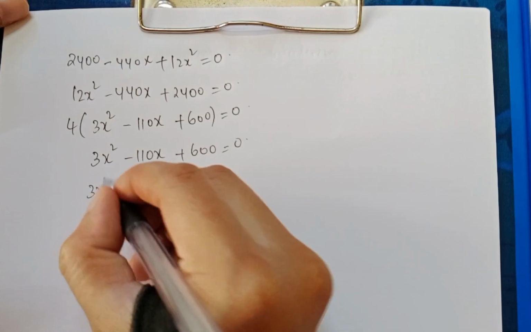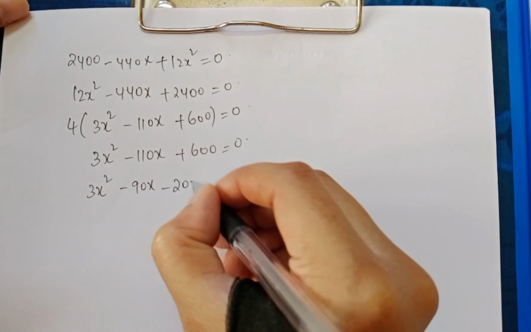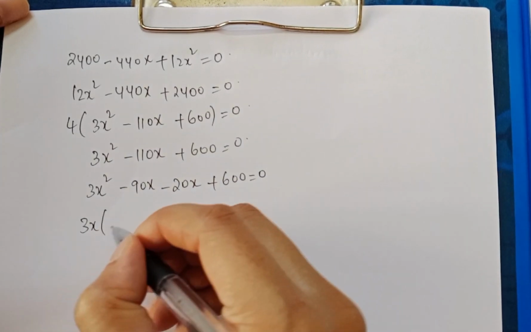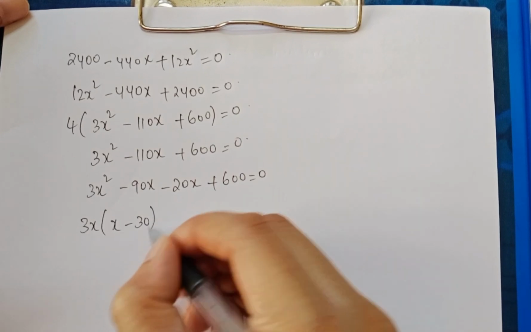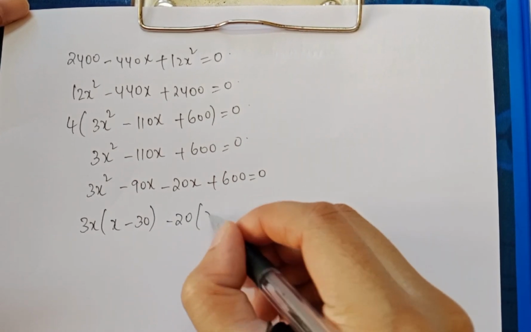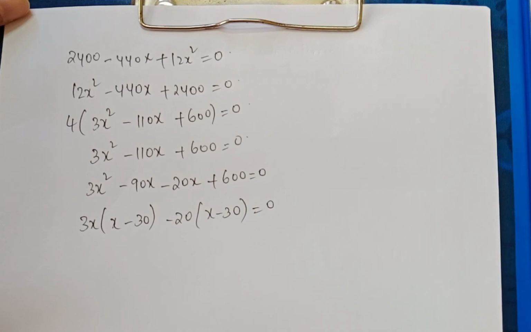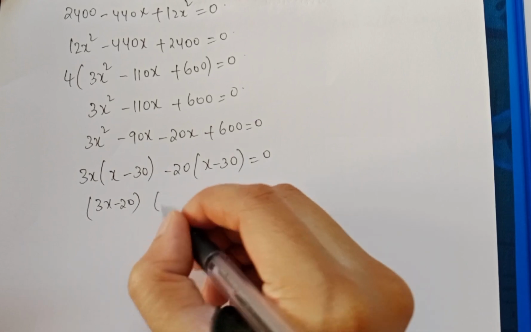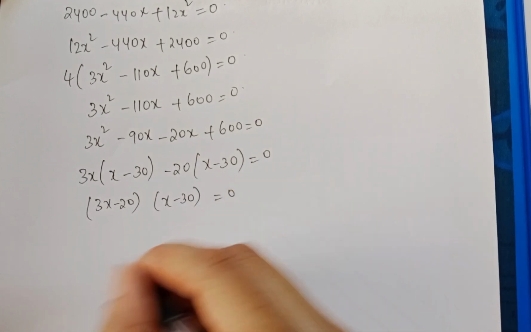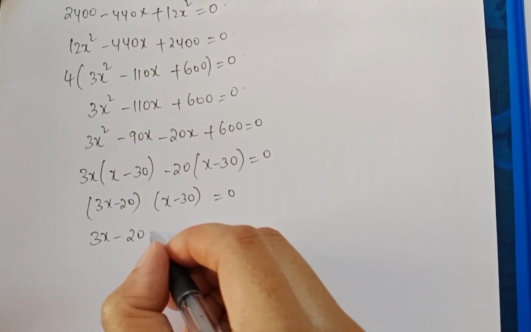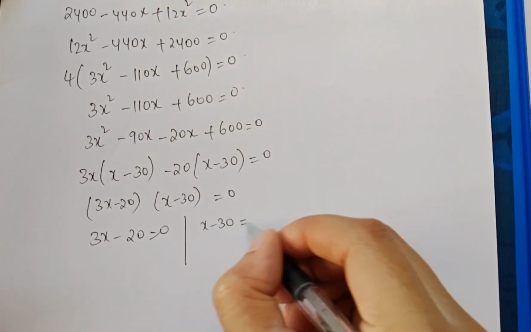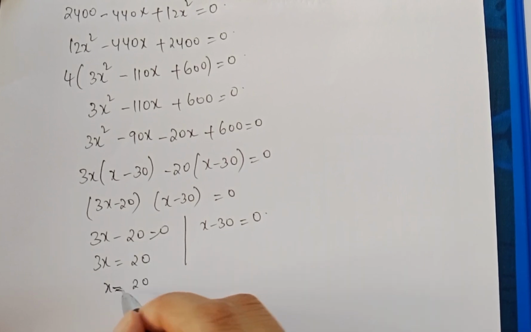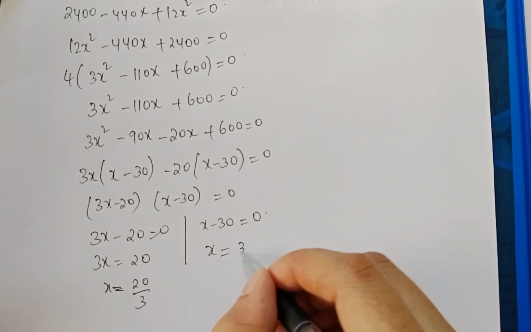Factorizing it, we get 3x square minus 90x minus 20x plus 600 equals 0. Taking 3x common, we get x minus 30, and minus 20 is a common factor here, and here also x minus 30 equals 0. So from here we get two factors. 3x minus 20 is one factor, and another factor is x minus 30 equals 0. So 3x is equal to 20, x equals 20 by 3, and here x is equal to 30.